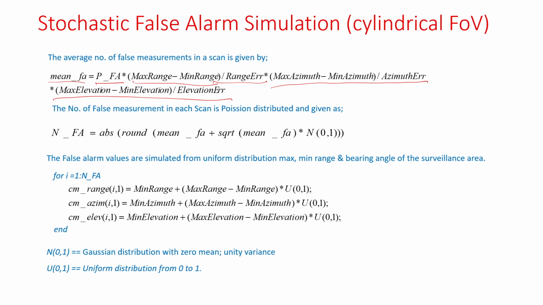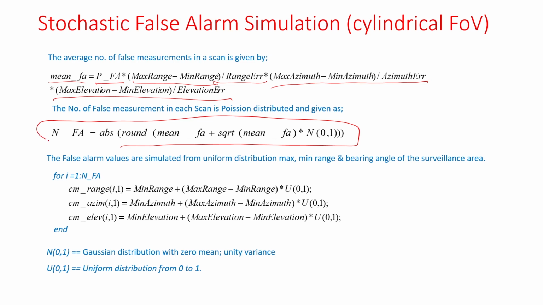Now you simulate a Poisson distribution. A Poisson distribution is approximately a Gaussian distribution whose mean and variance are related. In a Gaussian distribution there is a mean mu and a variance P. In a Poisson distribution, the variance P equals the mean mu, so the standard deviation is the square root of the mean. Since I am simulating a count, which must be an integer, I take the absolute value with rounding of the mean NFA plus the square root of the mean times a Gaussian random number with zero mean and unit variance. This gives the number of false alarms.